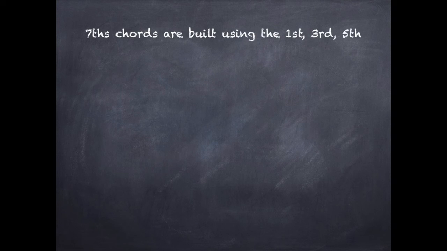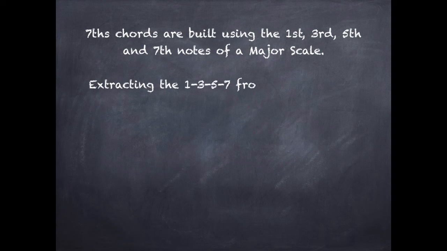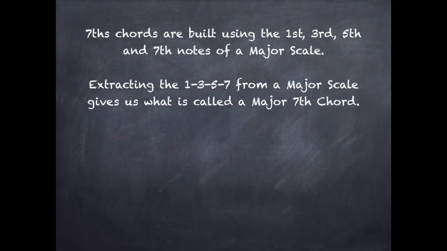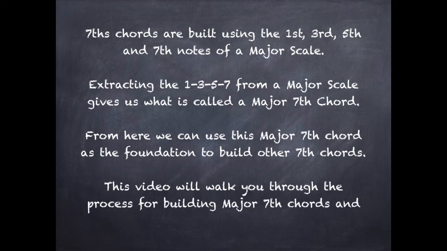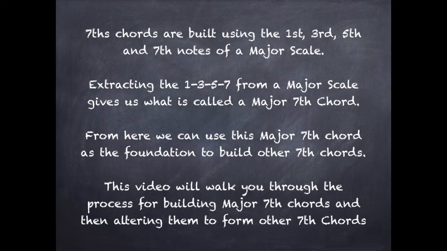Seventh chords are built using the first, third, fifth, and seventh notes of a major scale. Extracting the 1, 3, 5, and 7 from a major scale gives us what is called a major seventh chord. From here, we can use this major seventh chord as the foundation to build other seventh chords. And this video will walk you through the process of building major seventh chords and then altering them to form other seventh chords.